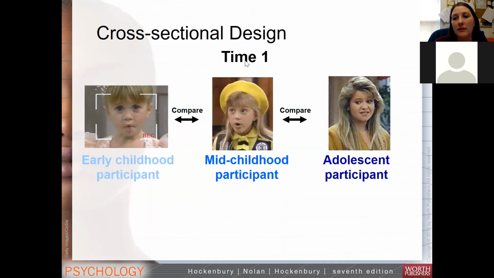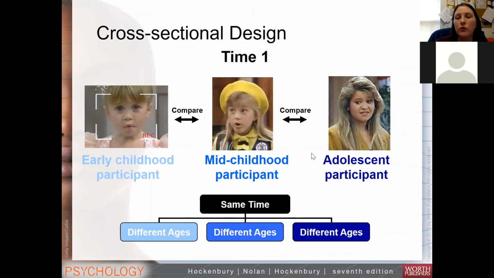Now, in some cases, that's what the researcher is interested in. That's what the researcher wants to see: what do these differences look like? Other times they're interested in, no, I don't want to know what those differences are. I want to know how similar these different groups are. And so when we're doing cross-sectional work, we have one time point and three different age groups, though you can have more than three or fewer, and you have a comparison across all of the groups. And this is helpful because it's not as time consuming.